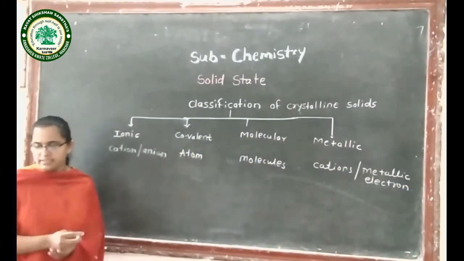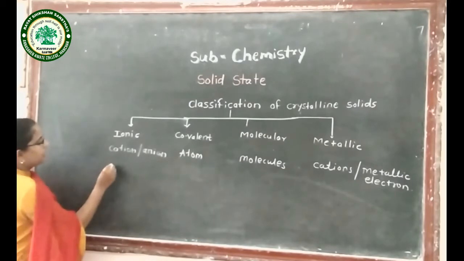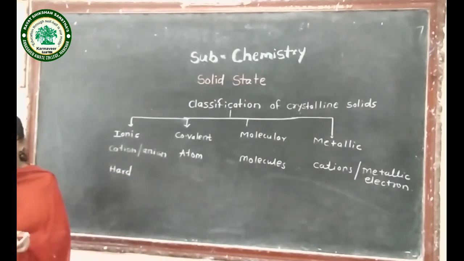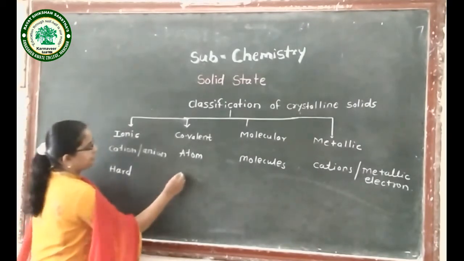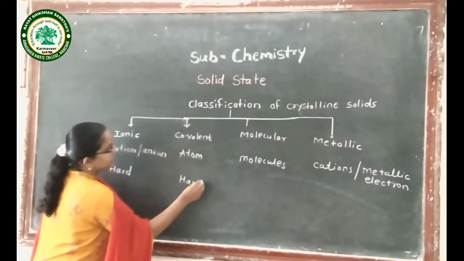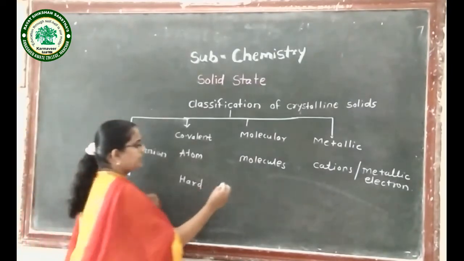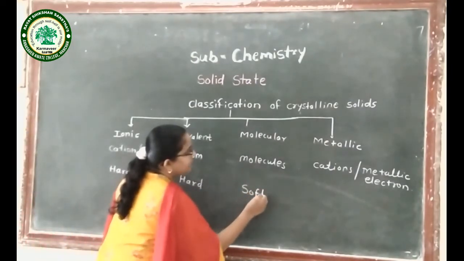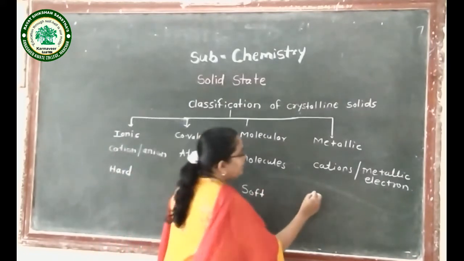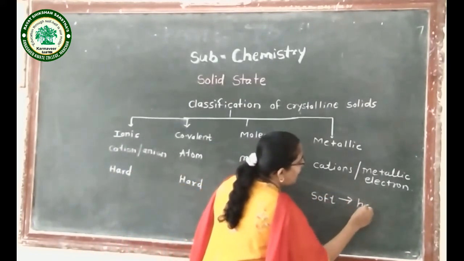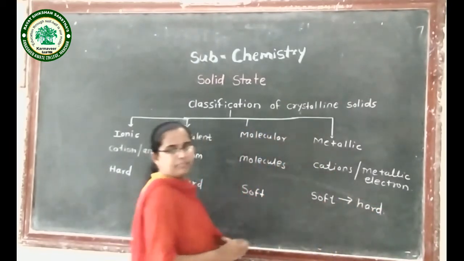Now next is hardness. Ionic solids are hard and brittle. Covalent solids are hard. Molecular solids are soft. And metallic solids are variable, means some solids are soft and some solids are hard.